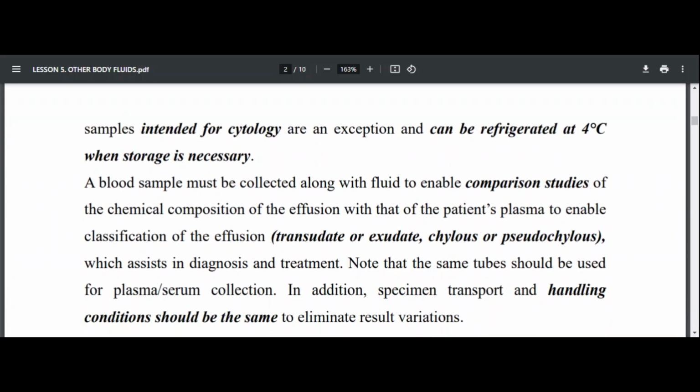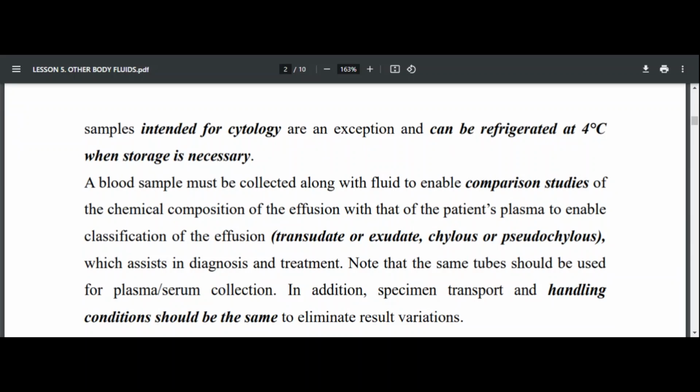But serous fluid specimens that are intended for cytology we can actually refrigerate at 4 degrees in order to avoid further degradation of cells. And as you remember also, cerebrospinal fluid for cytological studies can sometimes be refrigerated if needed. So it can be refrigerated.